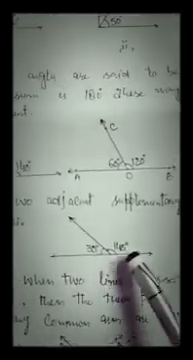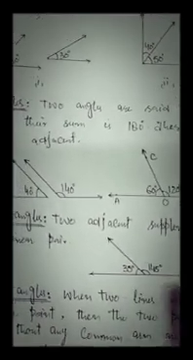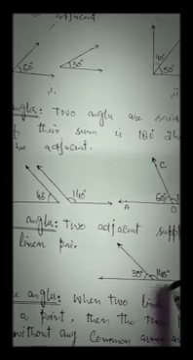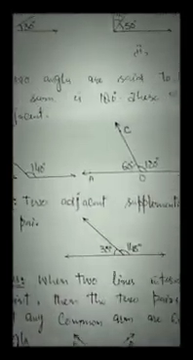This is the example. This is 35 degree and 145 degree. They add up to 180 degree, and they are also adjacent. Sum is 180 and they are adjacent, so this is linear pair of angles.